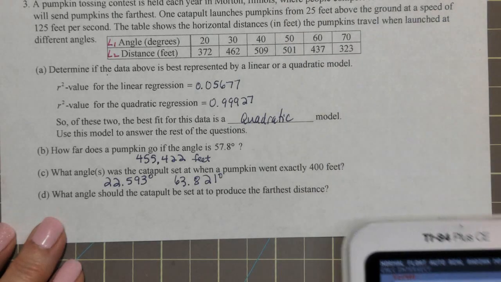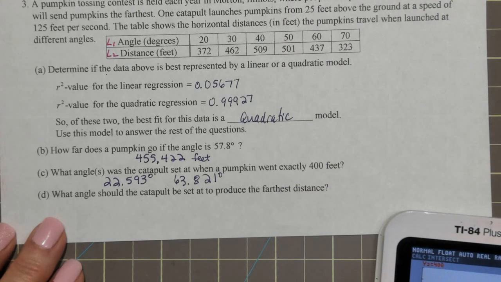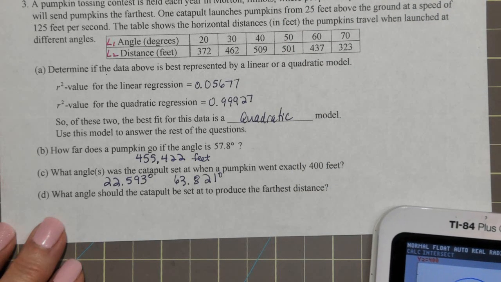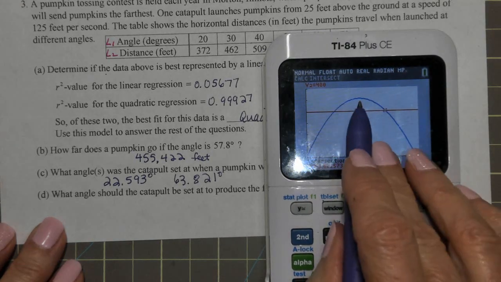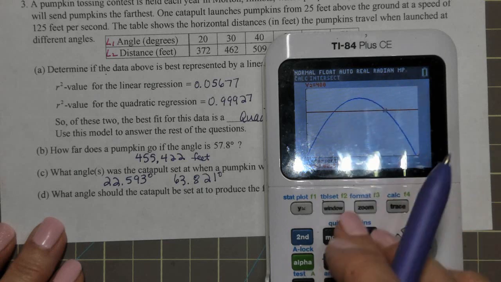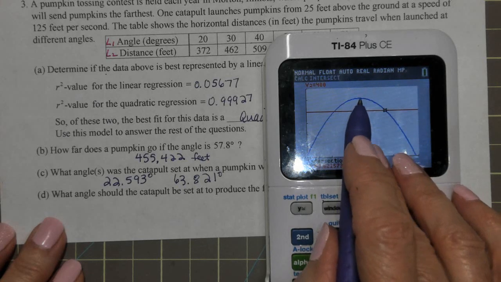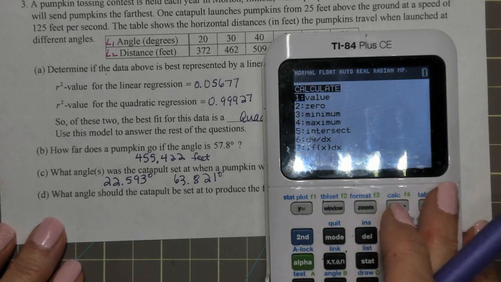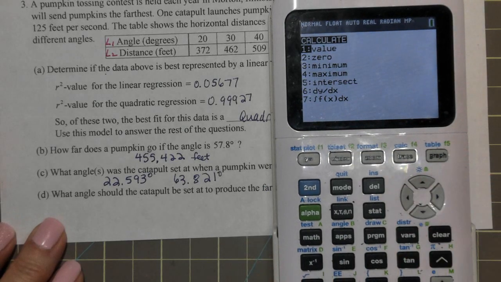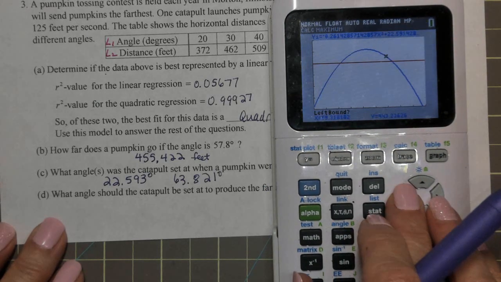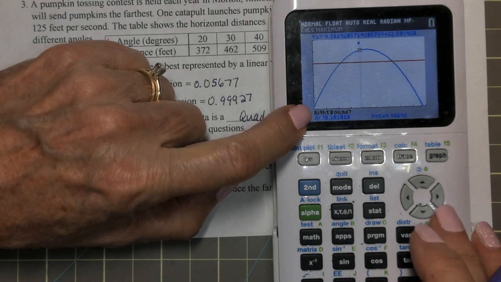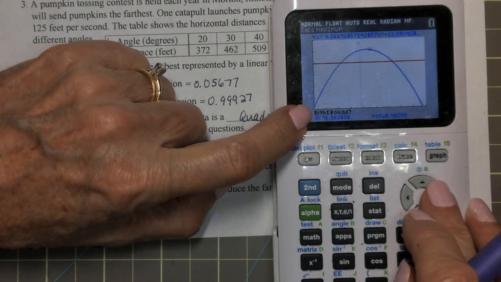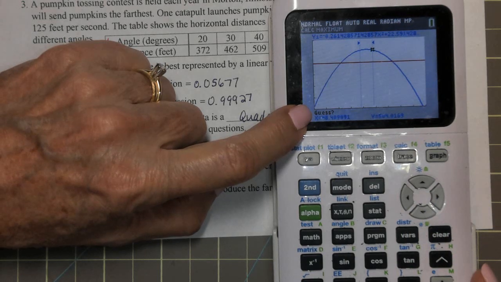Okay. What angle should the catapult be set at to produce the farthest distance? Well, the farthest distance would be right there. So we want the maximum distance. So second calc maximum is number 4. It's asking me for my left bound. Hit enter on the left. And now my right bound, hit enter on the right. And now my guess, I'm just going to hit enter a third time.